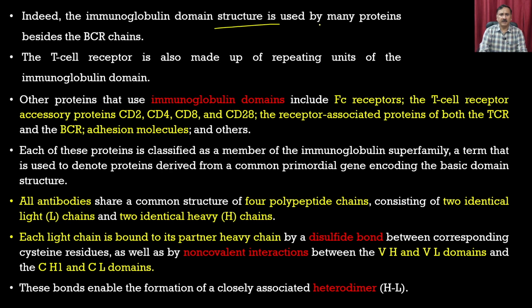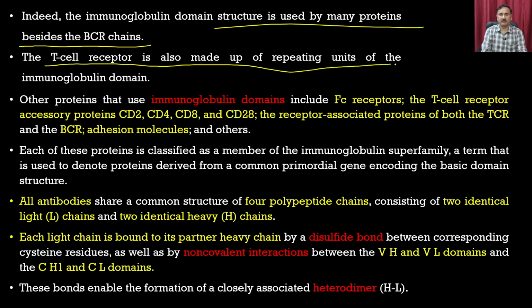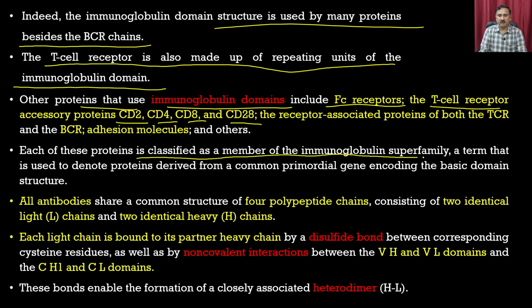The immunoglobulin domain structure is used by many proteins besides the B cell receptors. The T cell receptor is also made up of repeating units of immunoglobulin domains. Other proteins that use immunoglobulin domains include Fc receptors, the T cell receptors, CD2, CD4, CD8 and CD28. Each of these proteins is classified as a member of the immunoglobulin superfamily.